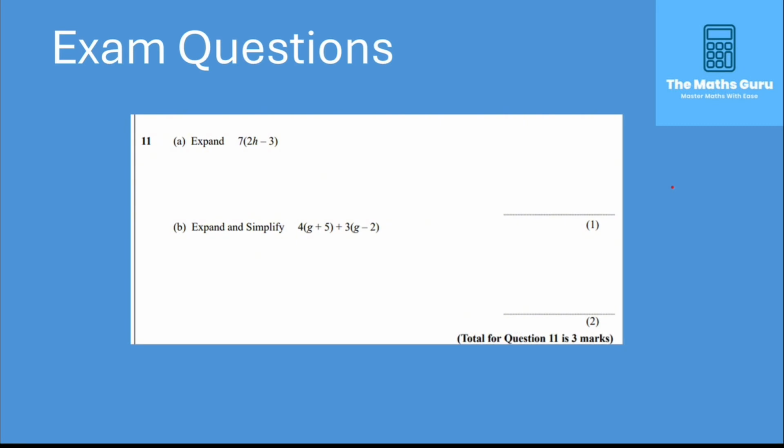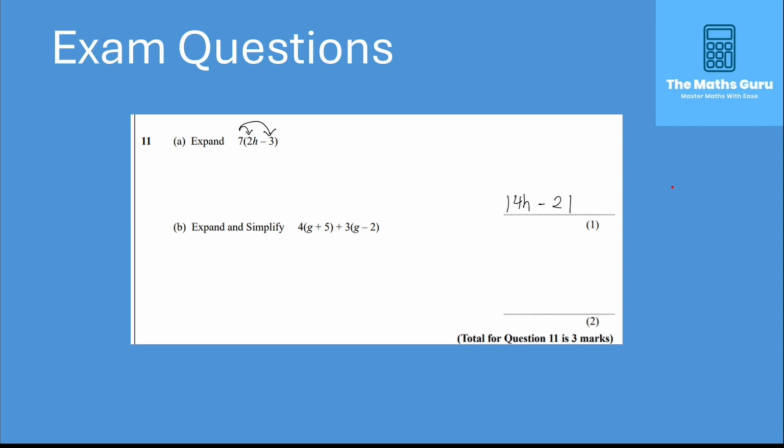So we're looking at expanding 7 bracket 2h minus 3. We do 7 times the first term, and then 7 times the second term. 7 times 2h gives us 14h. 7 times minus 3 gives us minus 21.